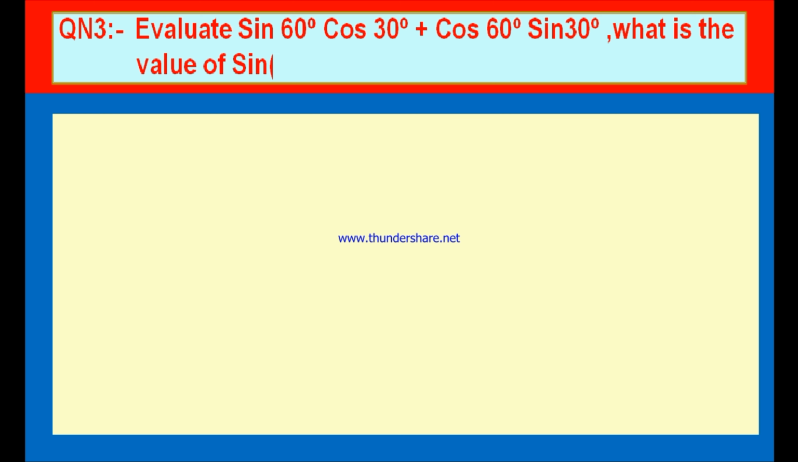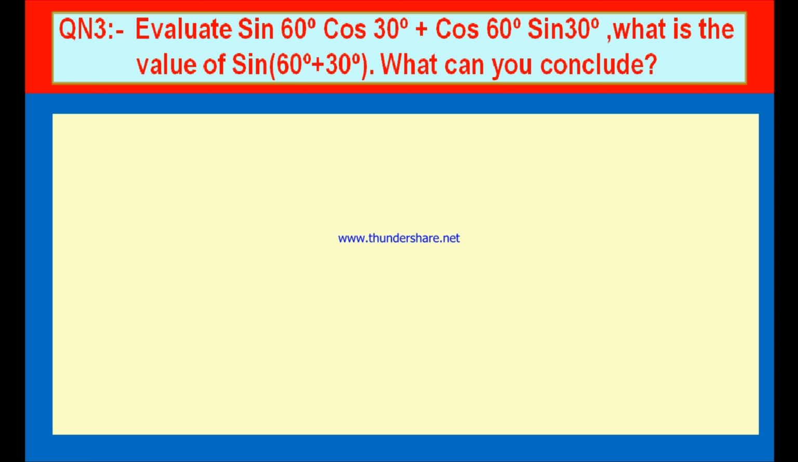And what is the value of sin 60 degrees plus 30 degrees, and what can you conclude? I shall repeat. Evaluate sin 60 degrees into cos 30 degrees plus cos 60 degrees into sin 30 degrees. And what is the value of sin 60 degrees plus 30 degrees? And what can you conclude?